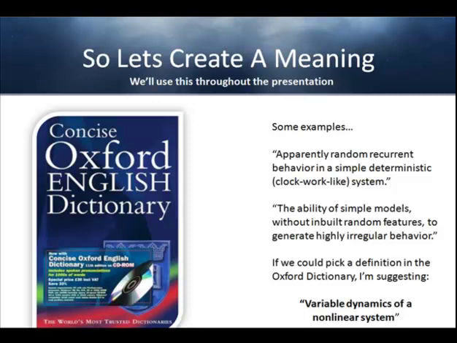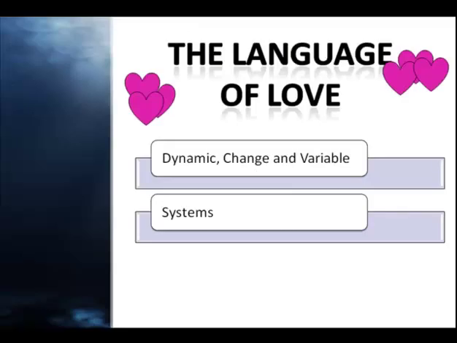Here are some examples you can read, but the example that sticks out in my mind that I think really applies to traders is the variable dynamics of a nonlinear system. We know the market is nonlinear, and we have tons of variables within it. So that sounds like the perfect definition of what the market is and the chaos that we can apply to it. There are certain words that come with any sort of new research, in our case chaos theory, basically the language of the field.